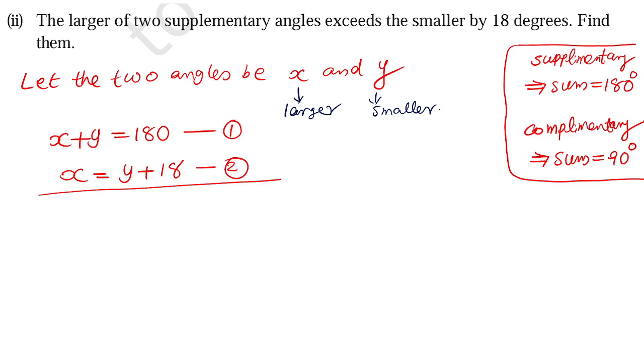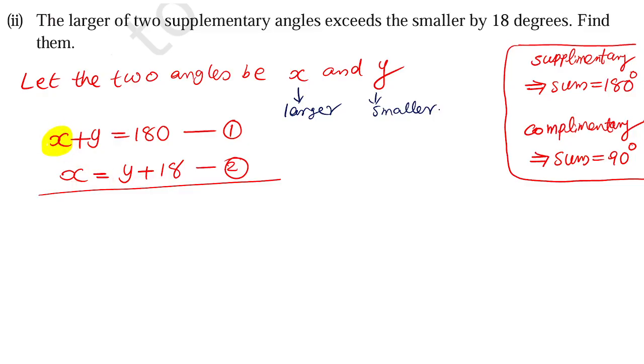All of it clear? I want to solve. If x equal to or y equal to is already there, you just substitute in the other equation. x equal to y plus 18. So this x can be replaced by y plus 18. x equal to or y equal to is necessary for the substitution method. Here x equal to is already there. Substitute x equal to y plus 18 in the first one.